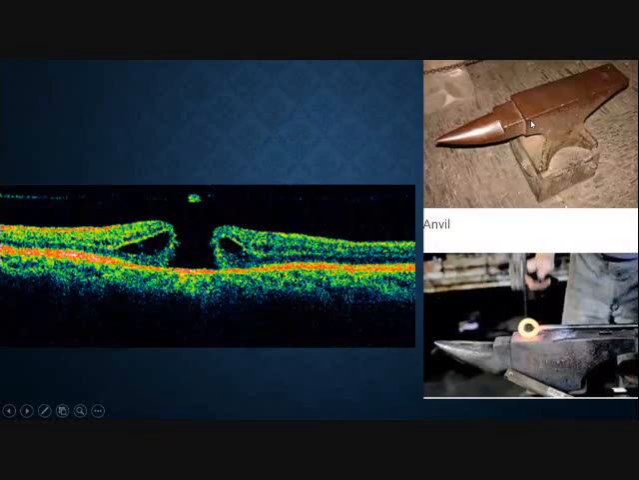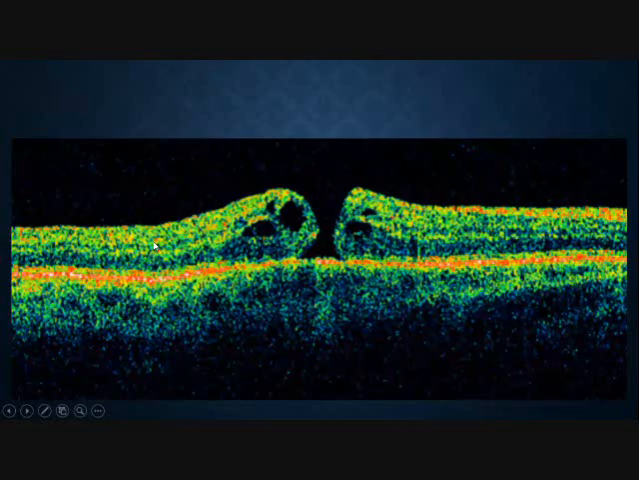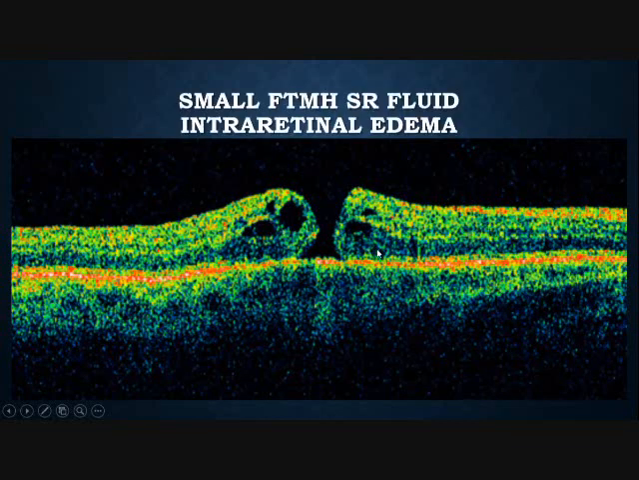So this is an iron tool which is called anvil, and this is being used for centuries for hammering the iron instruments, and the macular hole margin resembles the anvil. So these are called anvil shape, and you can see the operculum lying separately. So intraretinal edema is very marked, fluid filled cavities are there. So again, anvil shaped, and they are fluid filled cavities. So this is a full thickness macular hole.